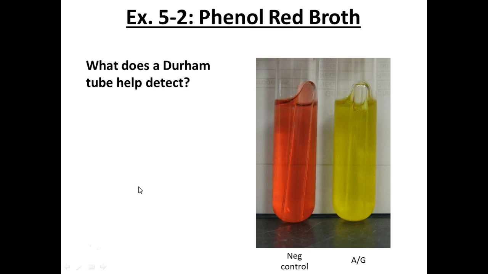What does a Durham tube help detect? Gas, right? So some of you guys had an air bubble in here. That's a gas bubble. Either hydrogen or carbon dioxide or both or one or the other was produced. We code that by writing G for gas. And if you have a bubble, you should have drawn your tube and indicated that there's a bubble, right?